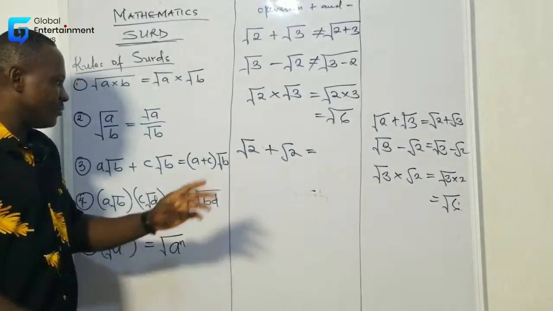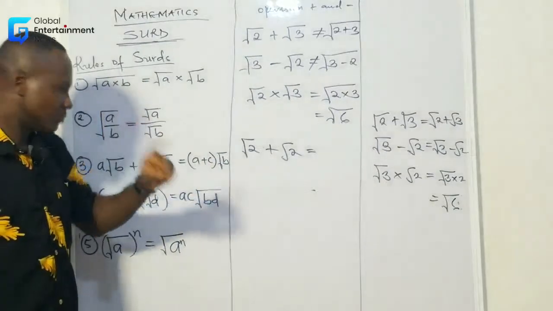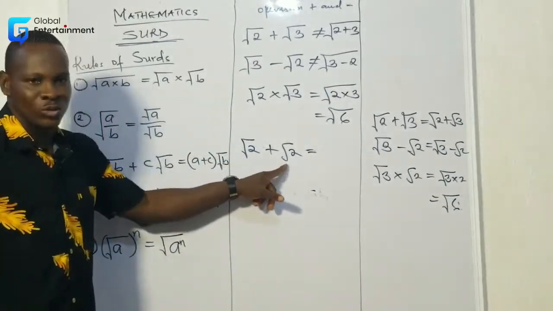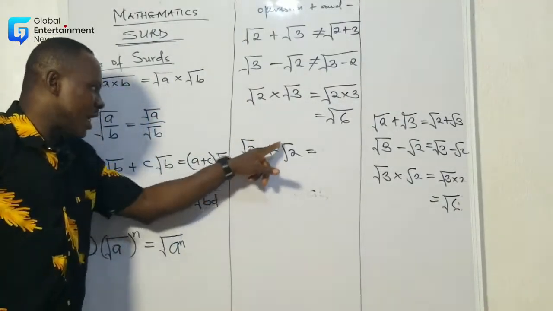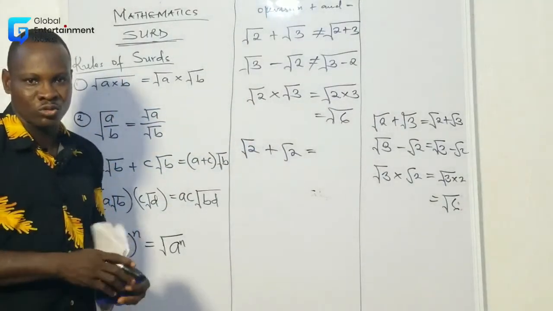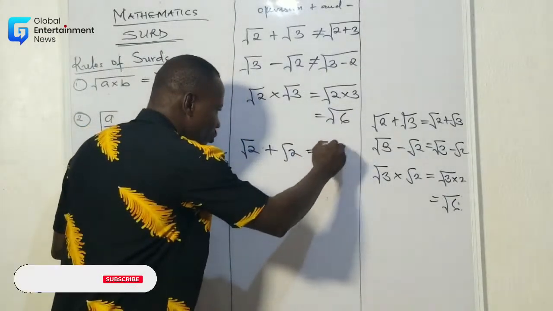Looking at this now, how many root 2 do we have here? 1. Okay. How many root 2 do we have here? 1. That means we have 1 root 2 here, we have 1 root 2 here, making how many root 2? 2 root 2.